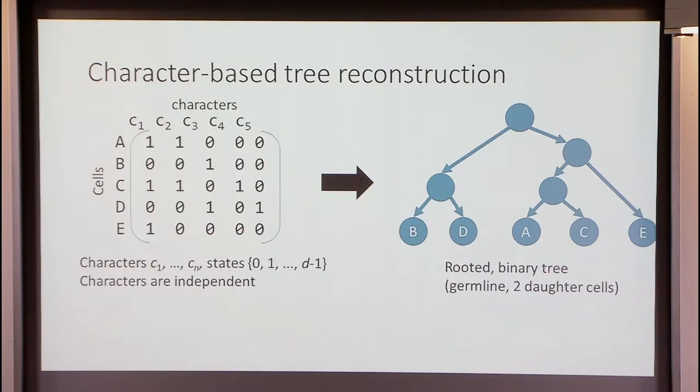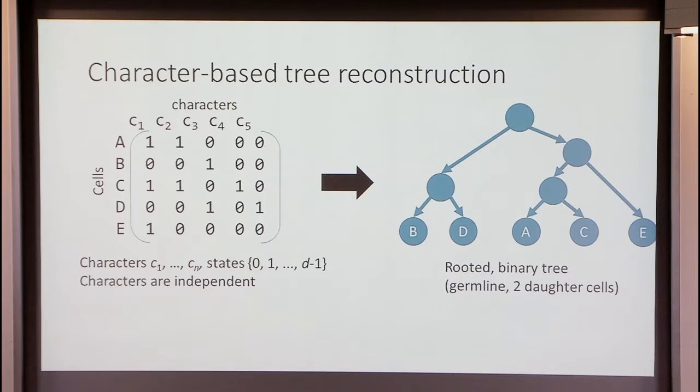And what we want to reconstruct then is a tree that describes the relationship between these cells. Again, the cells are the leaves, and in our case, to make this a little more precise, we'll be interested in finding rooted trees, because in the context of somatic evolution in cancer, we in fact know the root.